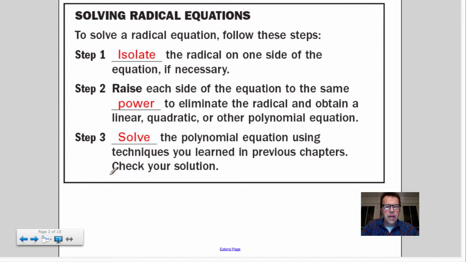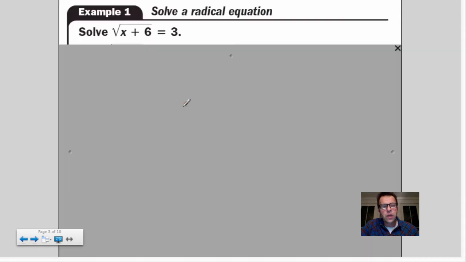And then the big guy, and I think this really should get step 4 in my opinion, is to check your solution. Sometimes by squaring both sides of an equation, you will create answers that are incorrect. And so we have an example that will show that. So here you go. This is our example 1. We're doing 3 examples, and by far the easiest, but a good way to get started.